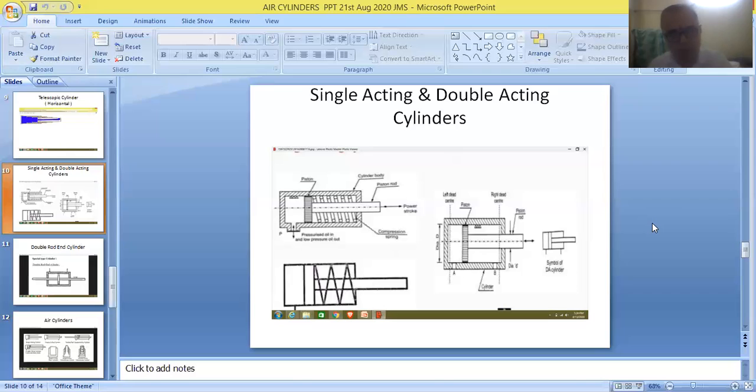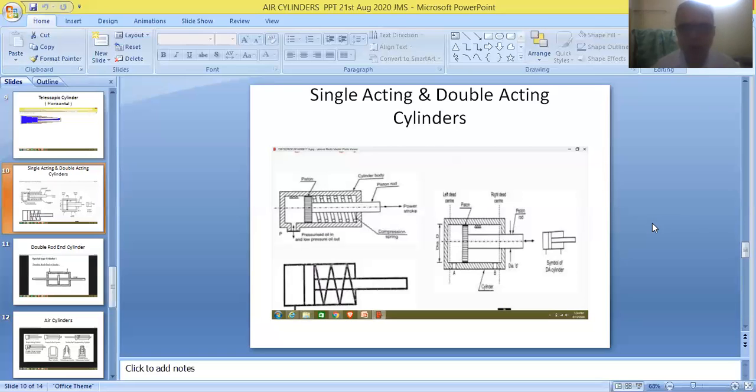But whereas in the case of four-way and five-way valves, the first outlet will be connected to the first port of the cylinder and the second outlet will be connected to the second port of the cylinder. So friends, we should also know about the control of these cylinders. Two-way and three-way valves must be used only for controlling single acting cylinders. Four-way and five-way valves are only suitable for controlling the operation of double acting cylinders.